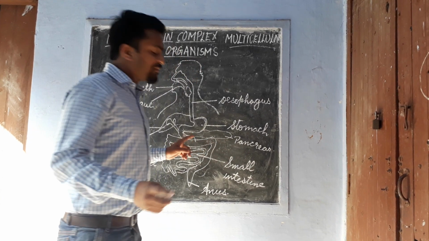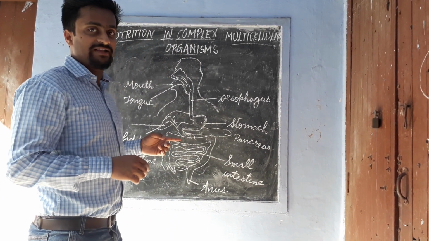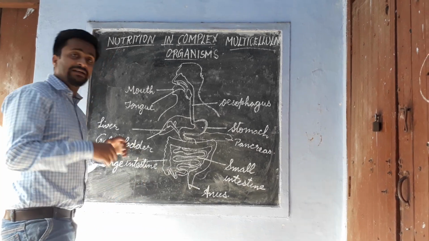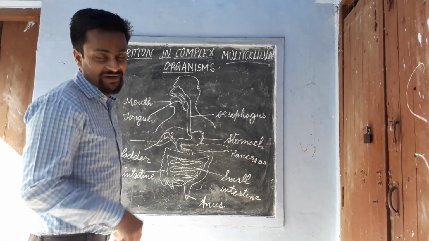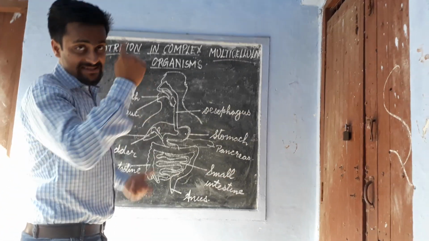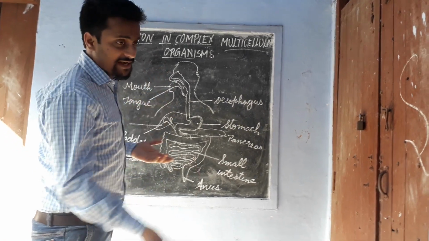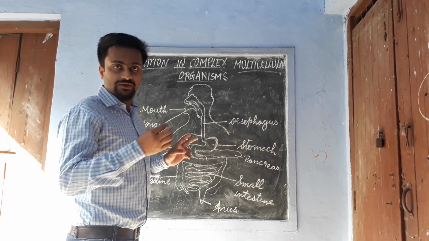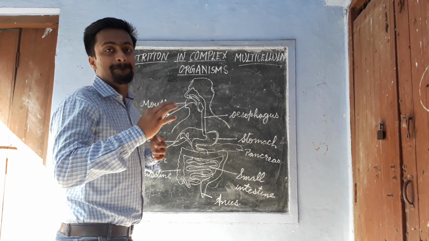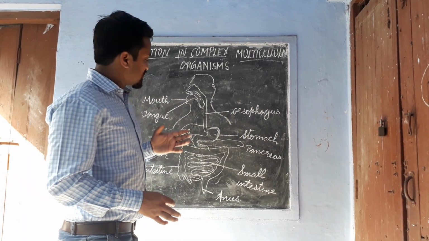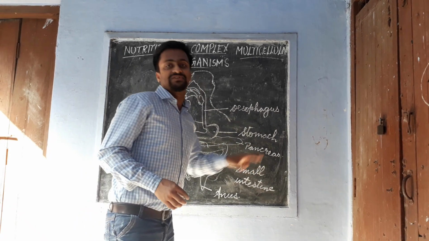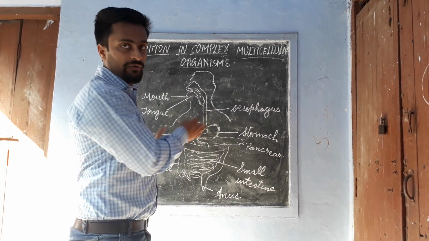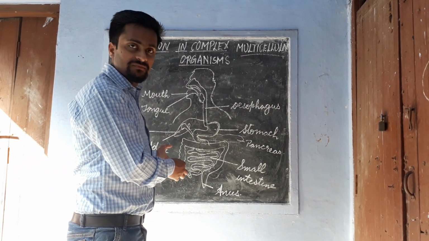Now this bile performs one more function, that is, it turns the acidic medium of the food into a basic medium. The food was acidic in the stomach. Once it enters the small intestine, with the help of the secretions from the liver and the gallbladder, the food becomes basic. Why? So that the pancreatic enzymes can also act on the food.